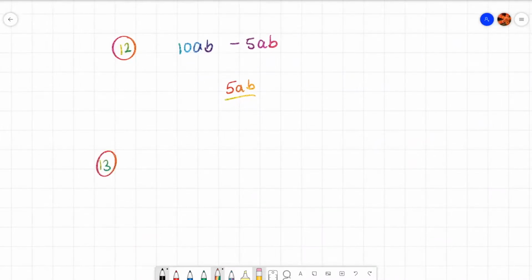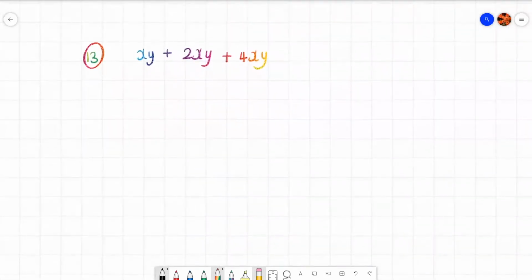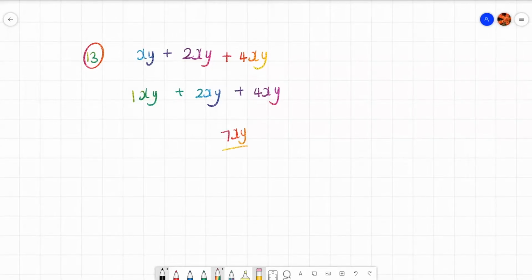I have got xy plus 2xy plus 4xy. Okay, so again, they're the same. I've got, remember, the invisible number in front of xy is 1, so you can rewrite that just to help you out. 1xy plus 2xy plus 4xy, and that will make your life easier. So I've got 1xy plus another 2xy, which would be 3xy, plus another 4xy, which would be 7xy, and you leave it as that. Okay, let's do a few more of these.